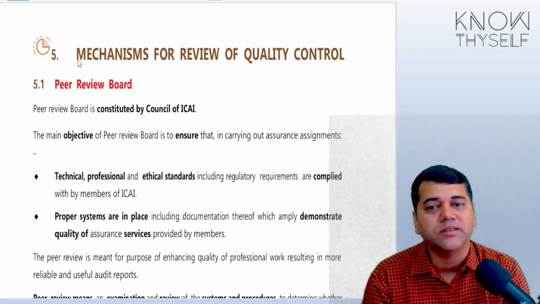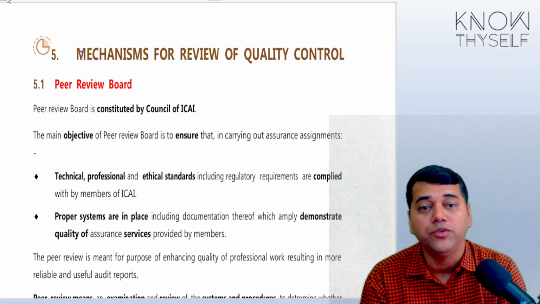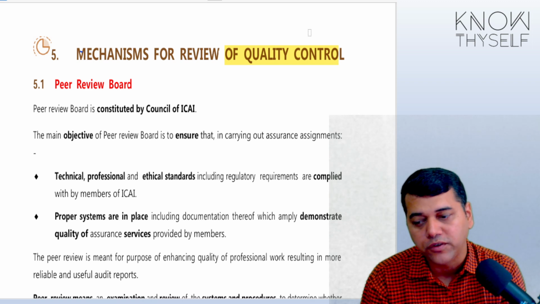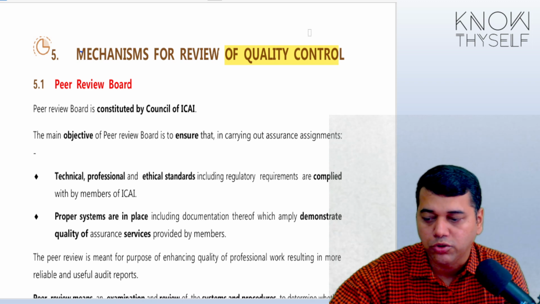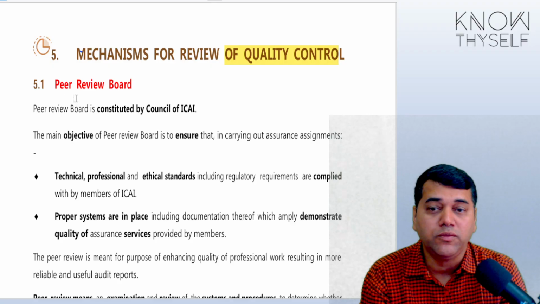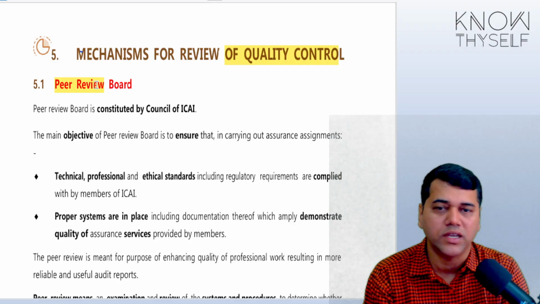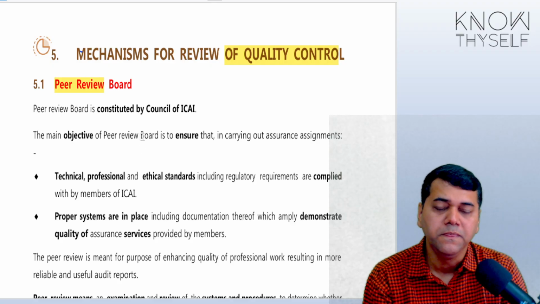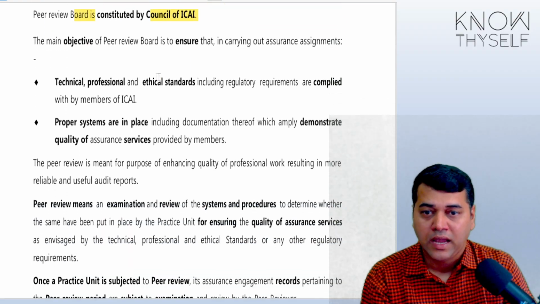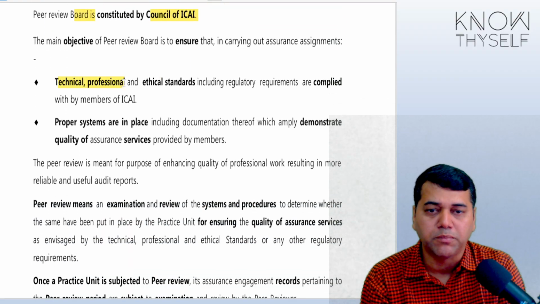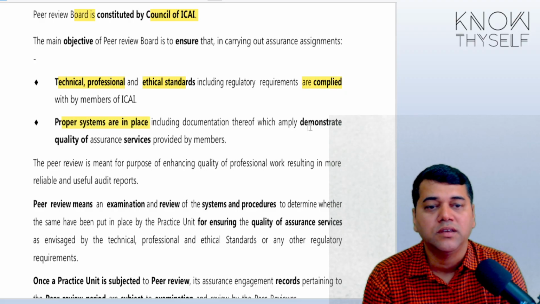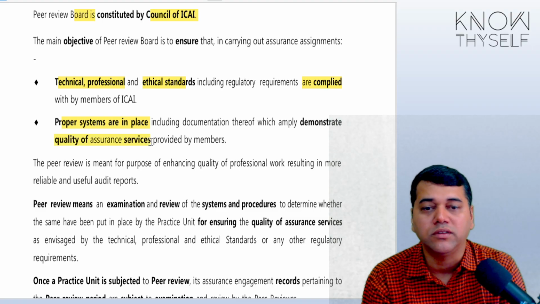Now there is a third concept related to the mechanism for review of quality control. The Institute told every audit firm to have SQC, and told everyone to follow SA220. But what is the guarantee that they have done it? That's why they have a concept called peer review. I think you must be aware. What is peer review? It's a board constituted by the Council of ICAI. Its objective is to ensure technical, professional and ethical standards are complied with, proper systems are put in place, and the quality control services are amply demonstrated.